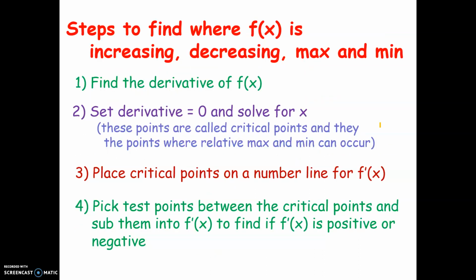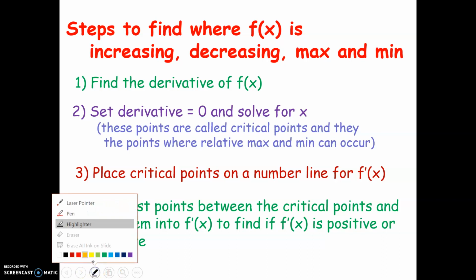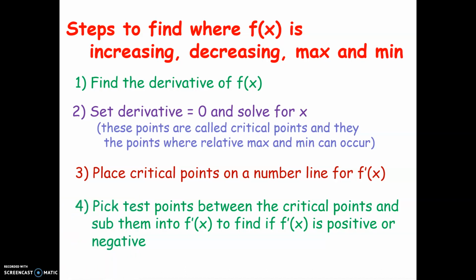Now, at this point, they give us a bunch of steps, and I'm not going to wait for everybody to write down these steps because they're going to be in your class notes. So I'm just going to walk through them a little bit and see if I have any comments. What you want to do is find out where f of x is increasing, where it's decreasing, where it might have a relative maximum, and where it might have a relative minimum. The first step is you find the derivative of f of x, because the derivative is the slope. So if the slope is negative, it's decreasing. If the slope is positive, it's increasing.